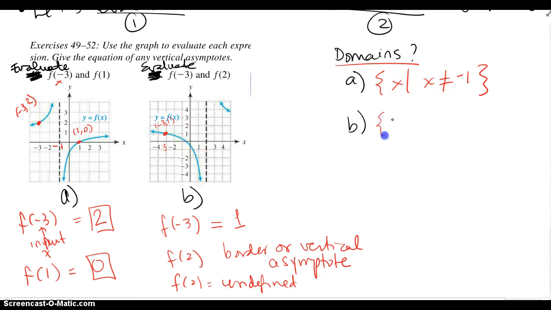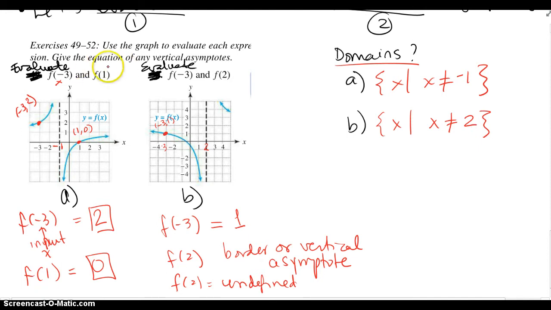Similarly, for the second one, all x such that everything is okay. All of this contains a curve to the left. All of that contains a curve to the right. This dashed line, which is an x value of 2, is no good. This is my vertical asymptote, so x cannot equal 2 is my domain. Everything is good except 2.